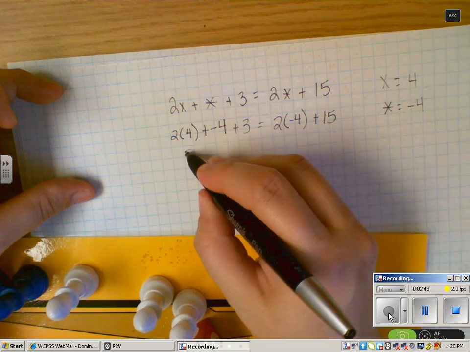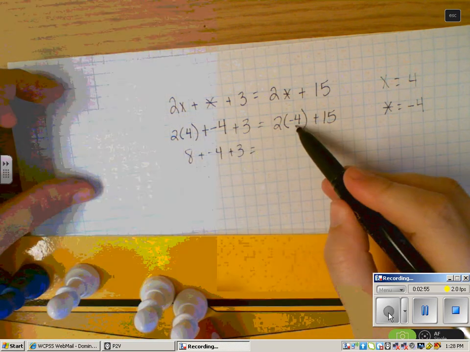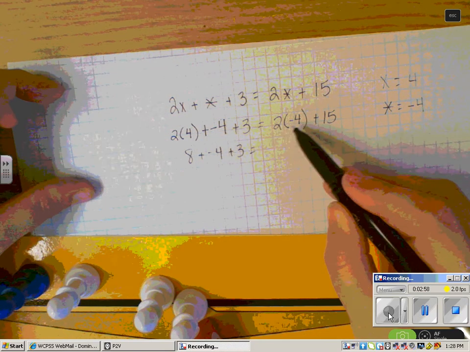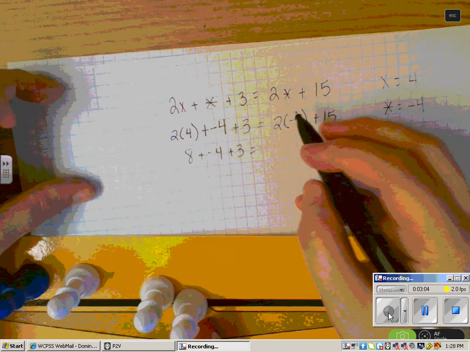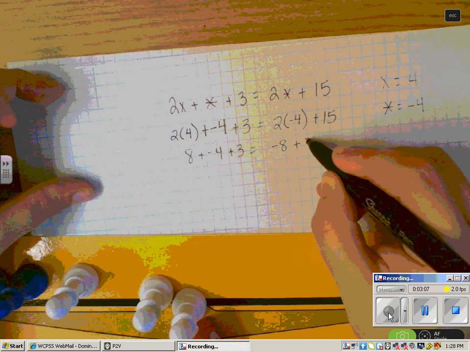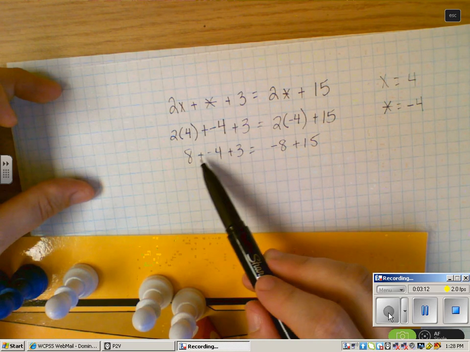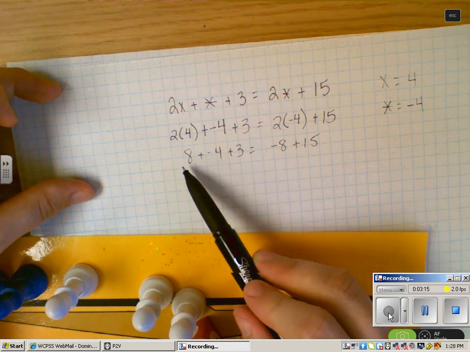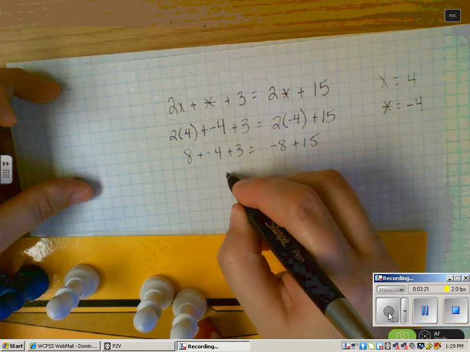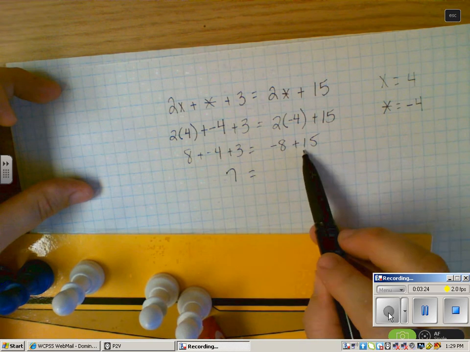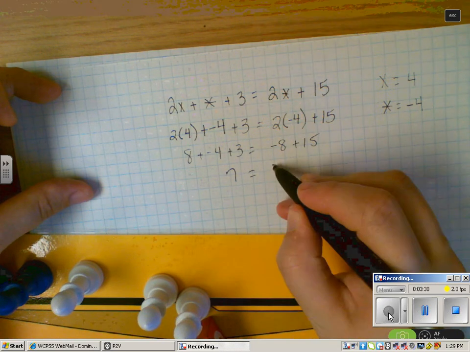2 times 4 is 8, plus a negative 4, plus 3 equals 2 times negative 4 plus 15. Well, 2 times 4 is 8, and this is a positive times a negative, so our product will be negative: negative 8 plus 15. Now we can just add or subtract left to right. So 8 plus a negative 4 is like saying 8 minus 4, which is 4. Plus 3 is 7. And then negative 8 plus 15: you're starting at negative 8 on your number line, you're adding 15, and you get 7.